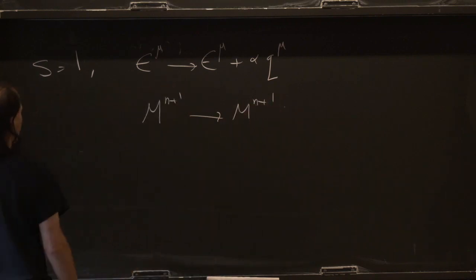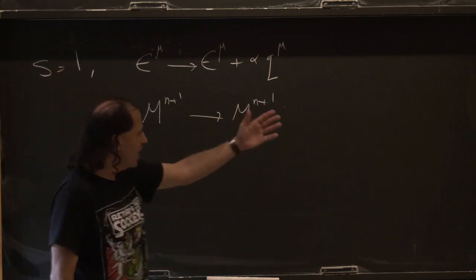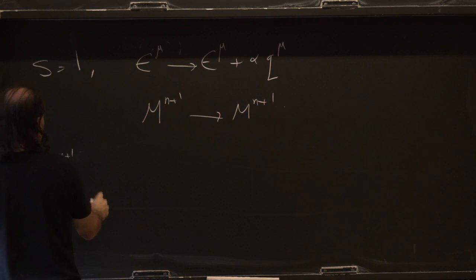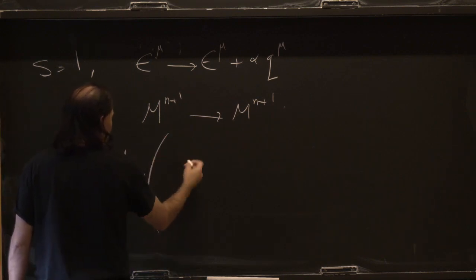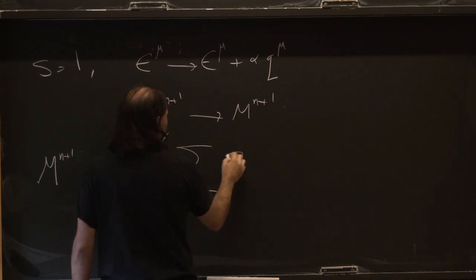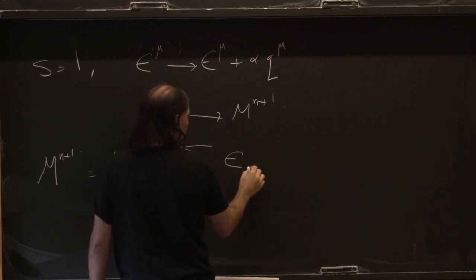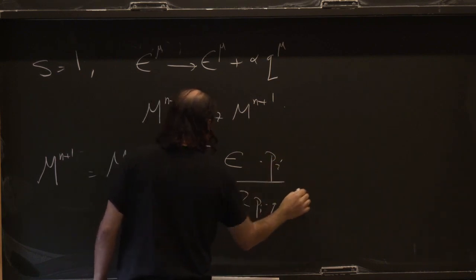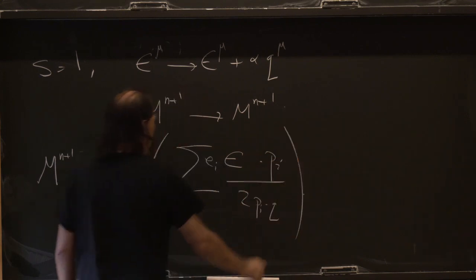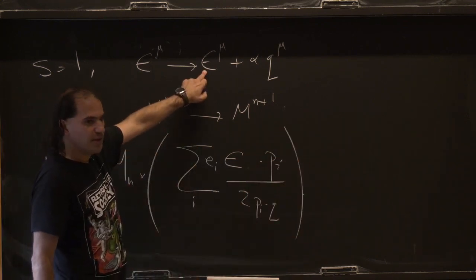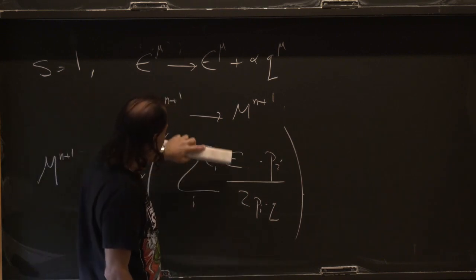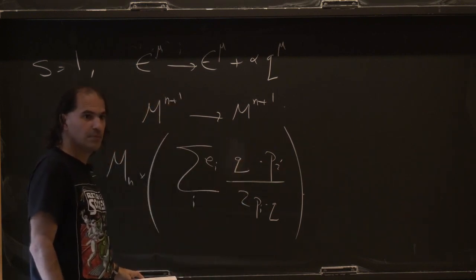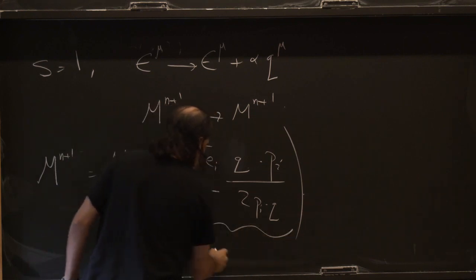So let's start doing this for spin 1. This factor M of n plus 1, the one that contains the polarization vector, so this is M of n, times this sum over i. Remember, we had epsilon dot p_i over 2 p_i dot q, and then e_i for the coupling constant. In order for this to be invariant under this shift, that means that if I replace epsilon with q, I'd better get 0. So we learn that this thing had better equal 0.